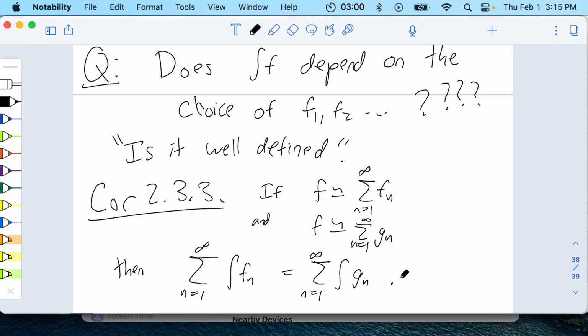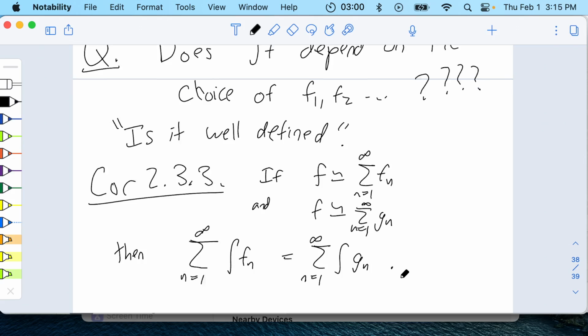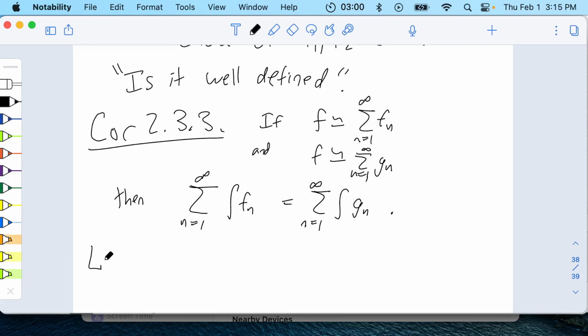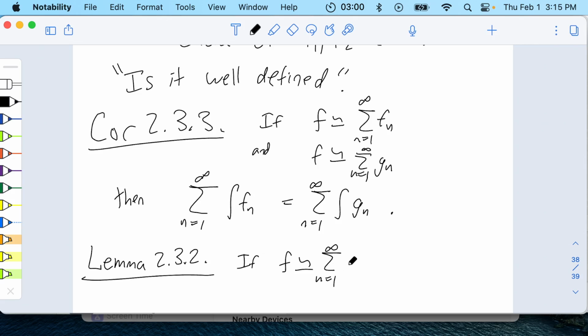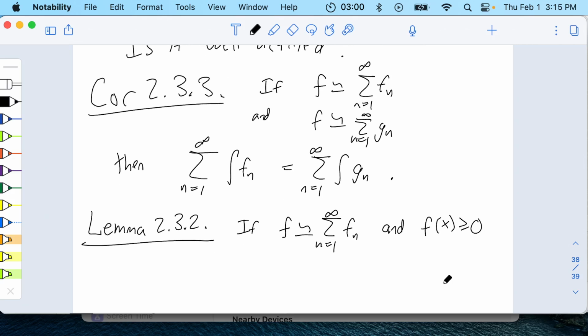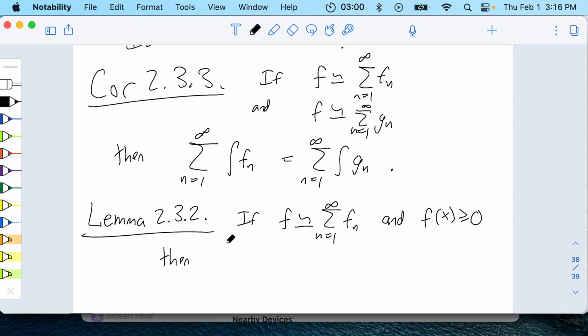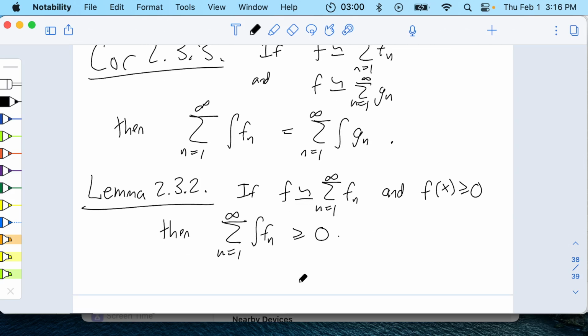So this requires proof, because without it, you don't know. The way we're going to prove it is we're going to first prove a lemma, and this will be a corollary to the lemma. We're going to first prove Lemma 2.3.2, which is like the corollary, but only for inequality. It says if f is the sum of some functions fn, and f of x is greater than 0, so if you have this sum of functions and it's always bigger than 0, then the sum of the integrals is bigger than 0. That's the lemma we're going to prove.